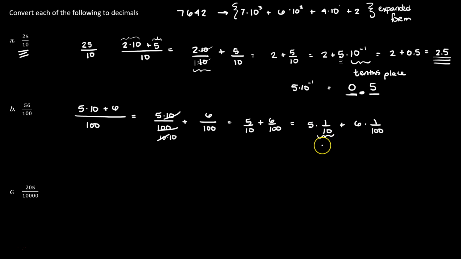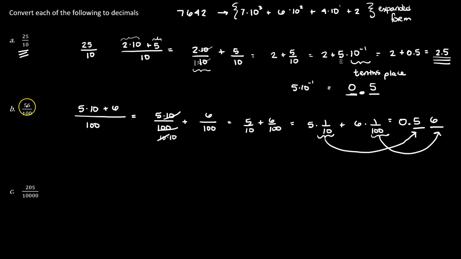1 over 10 is our tenths place. So if we were looking at a decimal, the 5 needs to go directly to the right of the decimal in the tenths place. And then the 6 is in the hundredths place. 1 over 100 is 2 digits after the decimal.